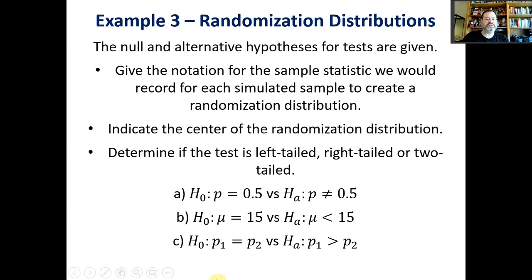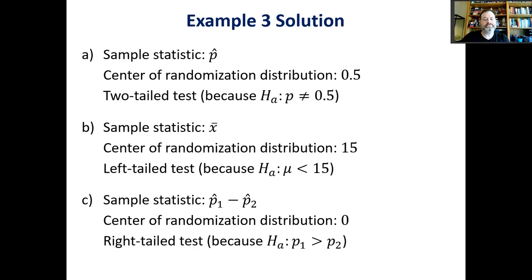Center of the randomization distribution. You can see this is two categorical variables. Anytime you have two variables, the center of the distribution is 0. Left-tailed, right-tailed, or two-tailed? We can see that this is a greater than symbol, so it is right-tailed.